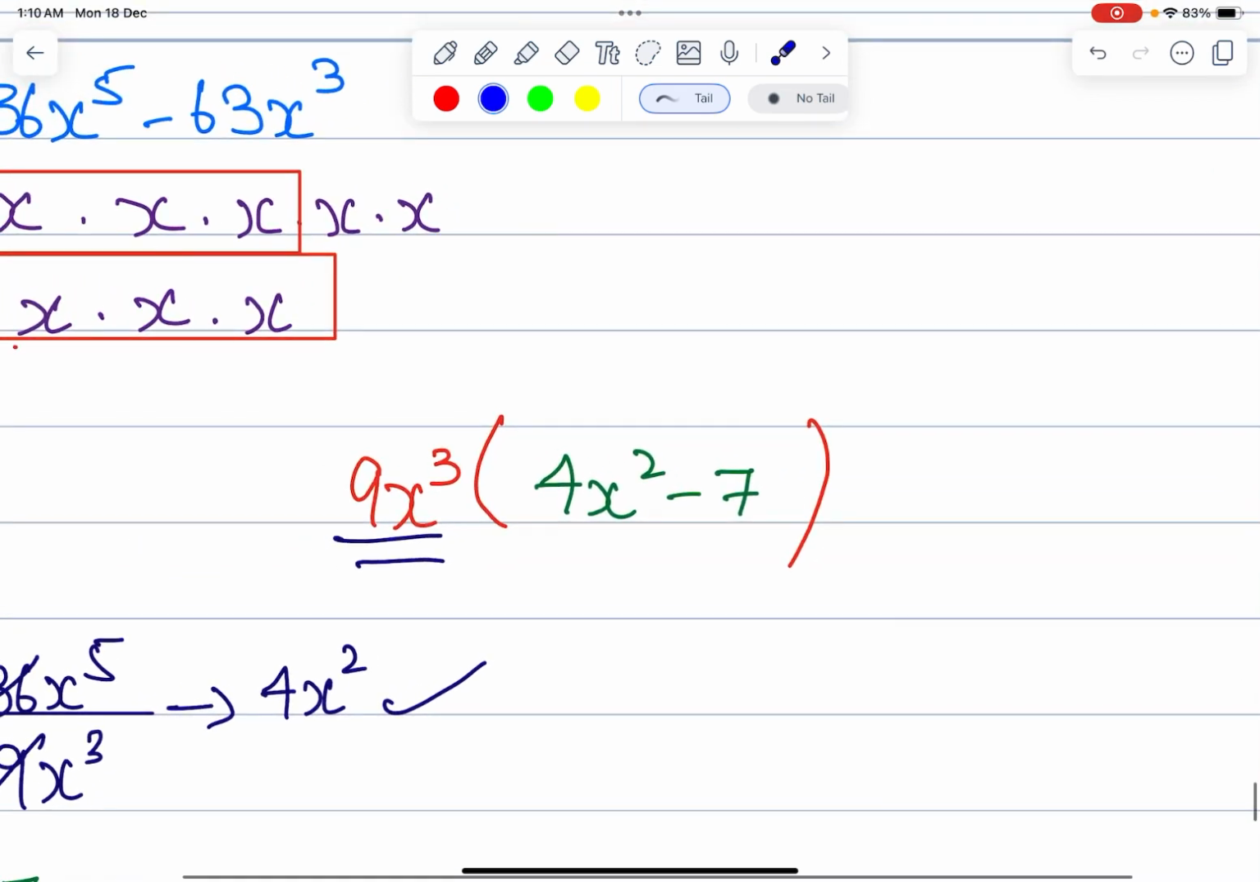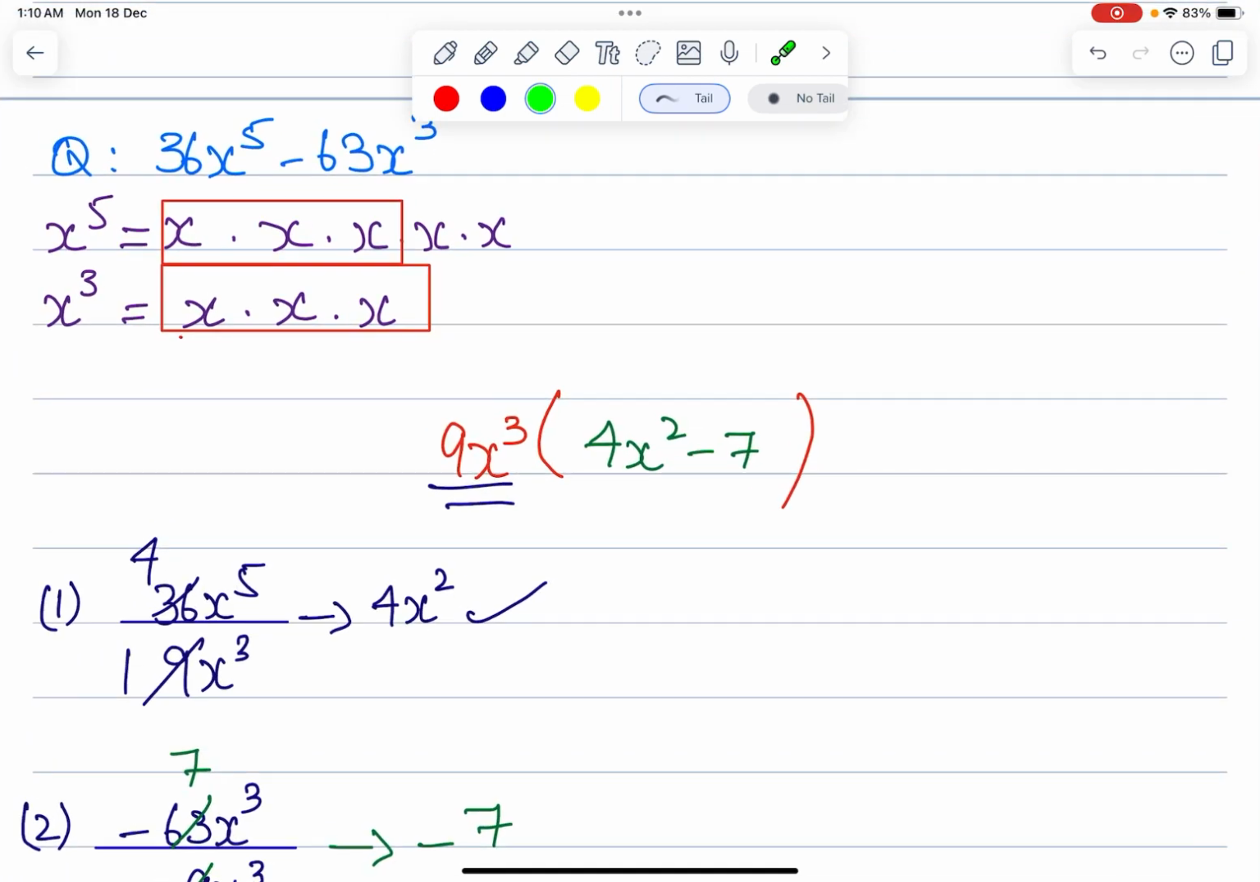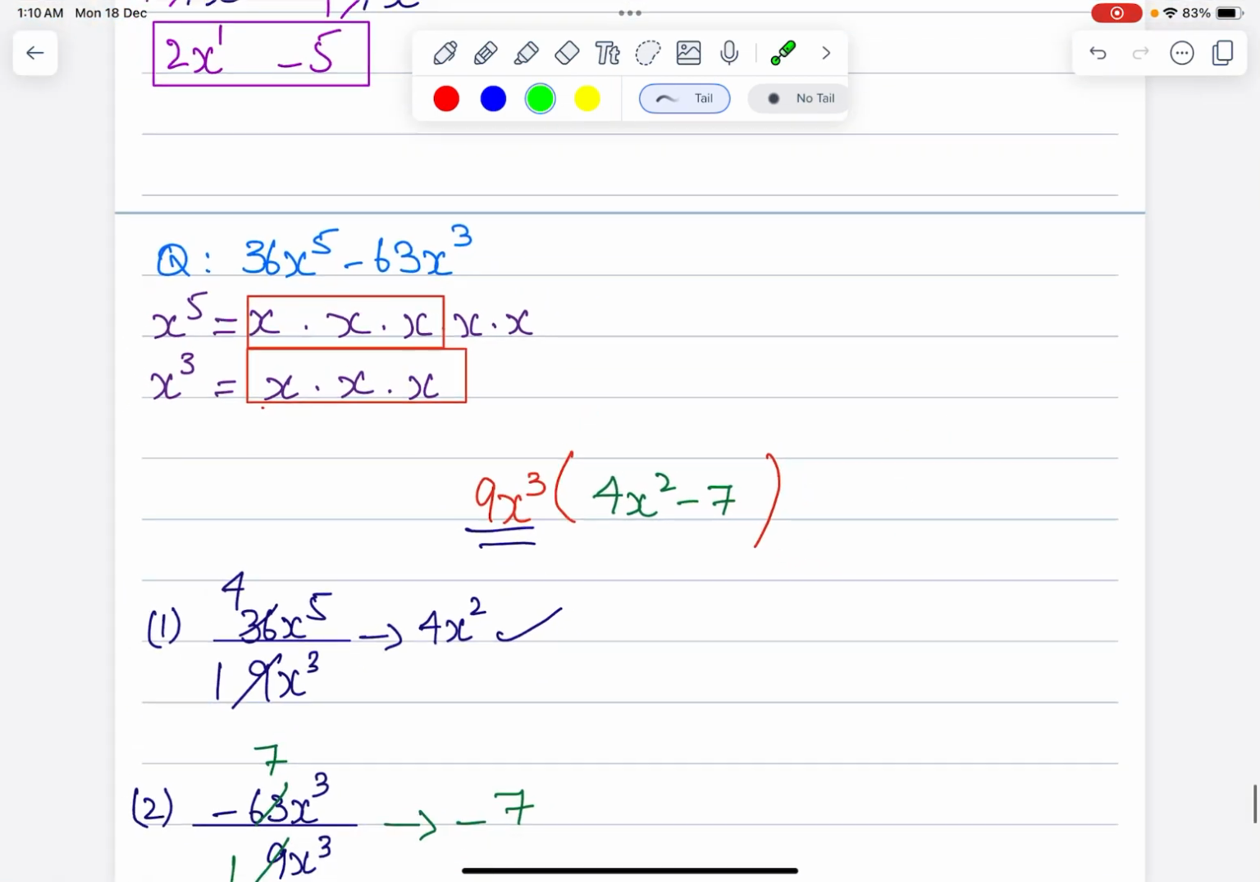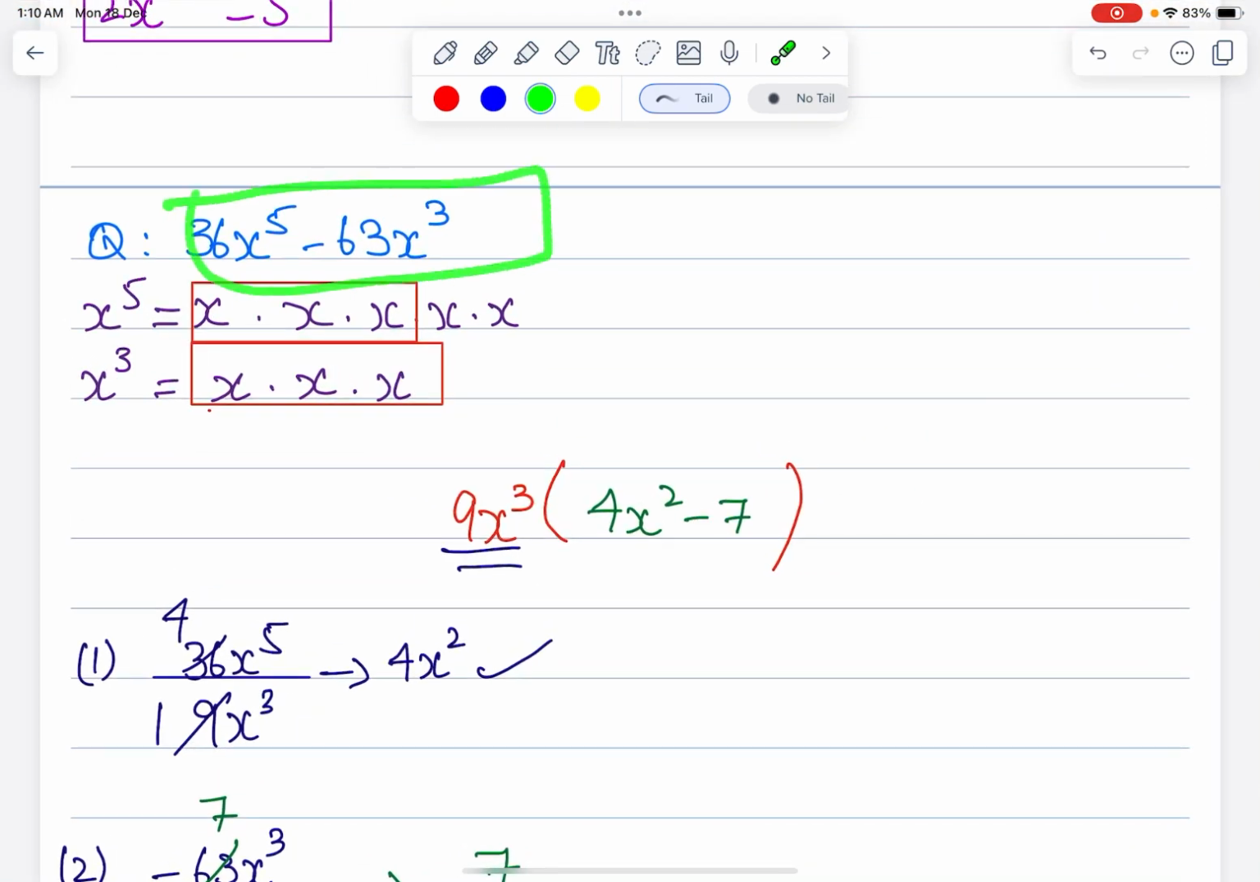So the last step is going to check. We are going to check, did we do it correctly? If we have done it correctly, we are going to get this thing back. You multiply 9 by 4, you get 36. Perfect.